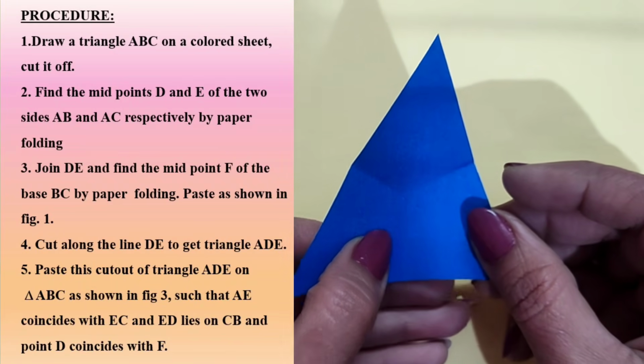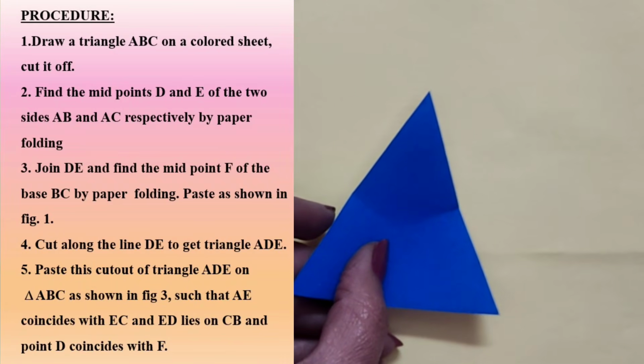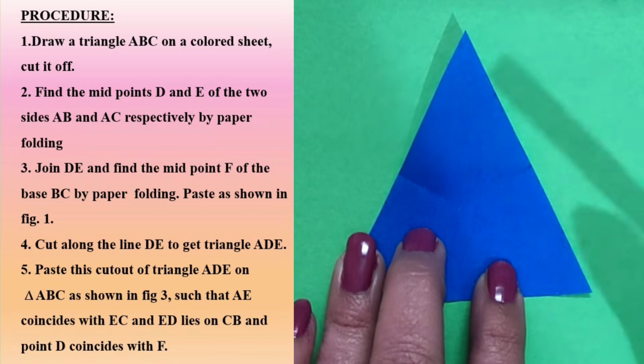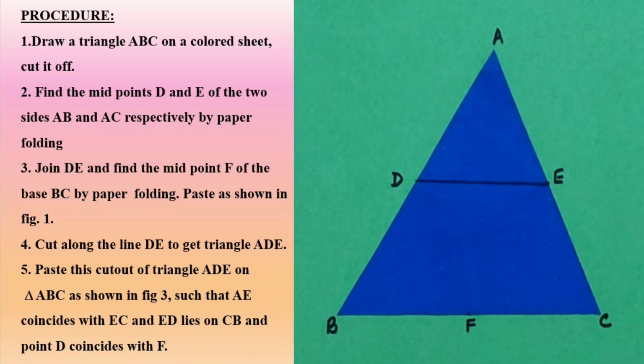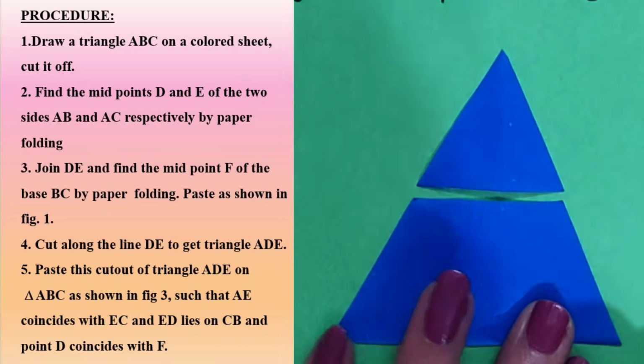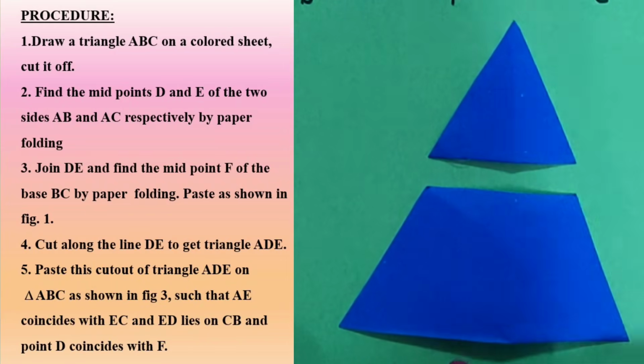I'll paste this triangle and I mark the vertices. So this is the triangle ABC that was drawn, and D, E and F are the midpoints of the sides AB, AC and BC respectively. I have joined DE. Now I will cut this triangle ABC along the length DE. So I have separated out triangle ADE from the bigger triangle ABC.